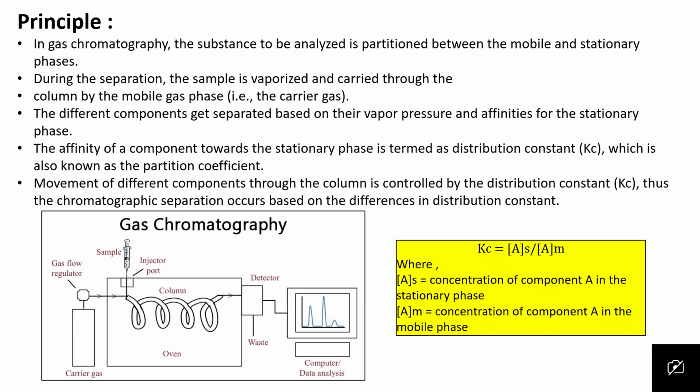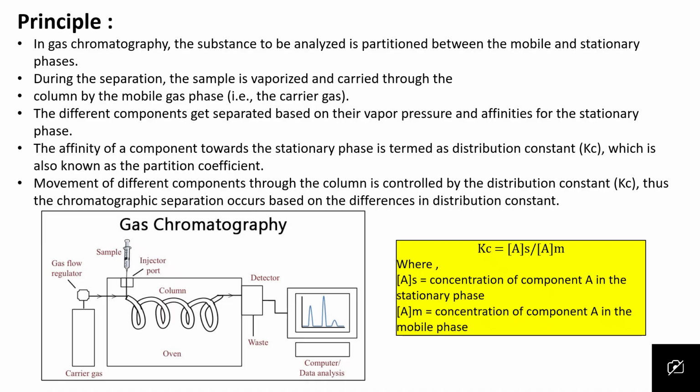In gas chromatography, the substance to be analyzed is partitioned between the mobile and stationary phases. During the separation, the sample is vaporized and carried through the column by the mobile gas phase, that is the carrier gas. The different components get separated based on their vapor pressure and affinities for the stationary phase.